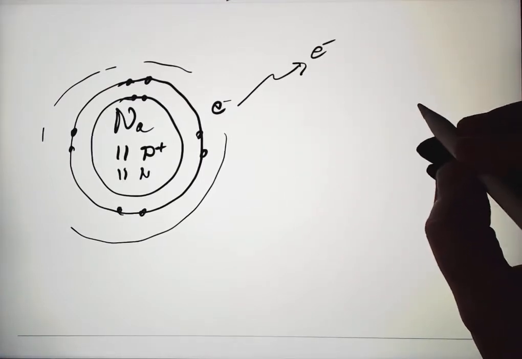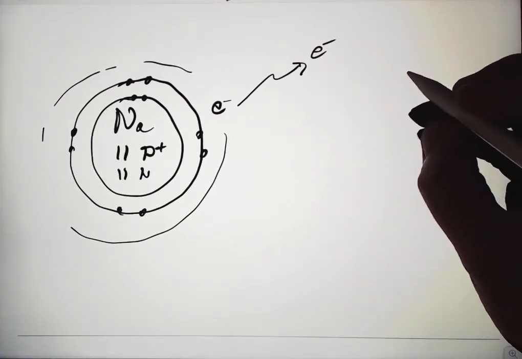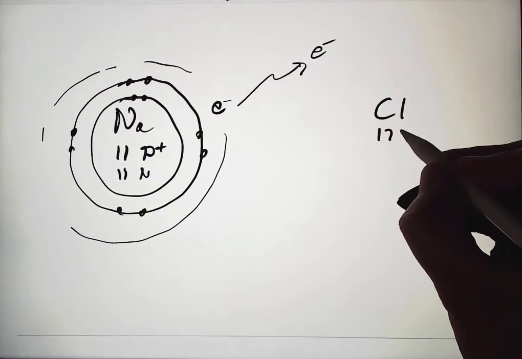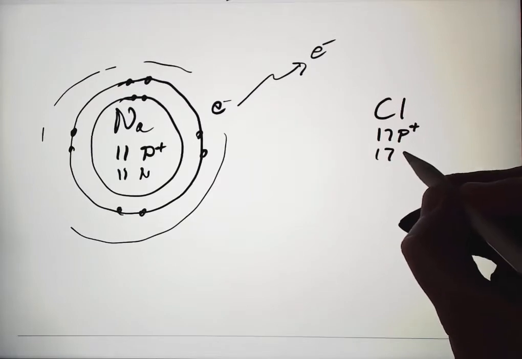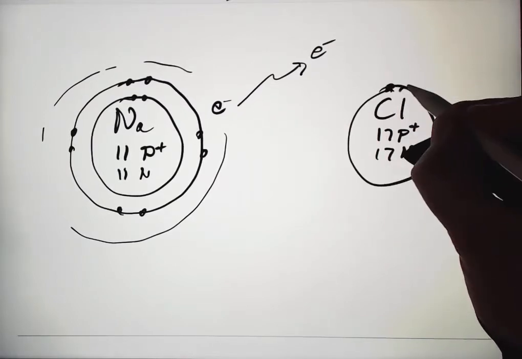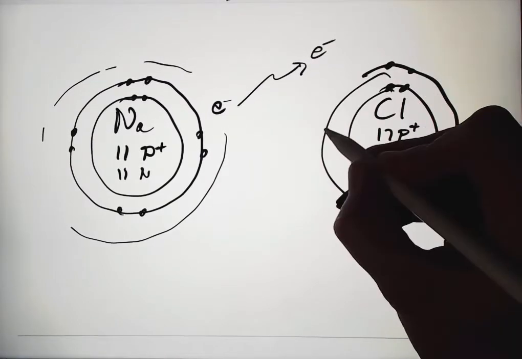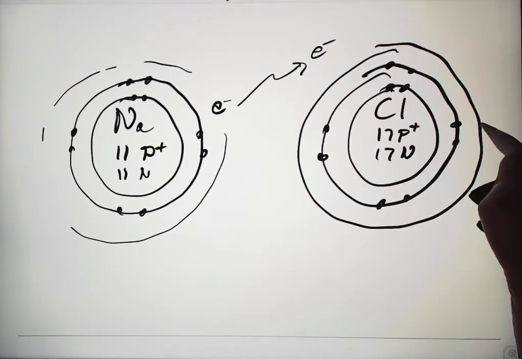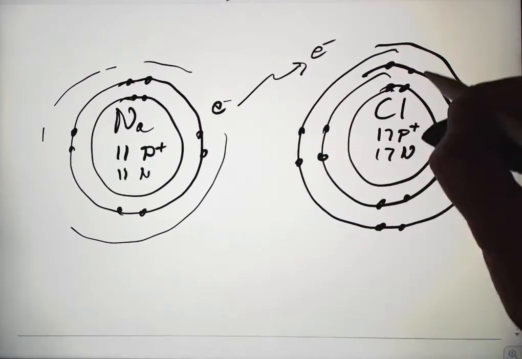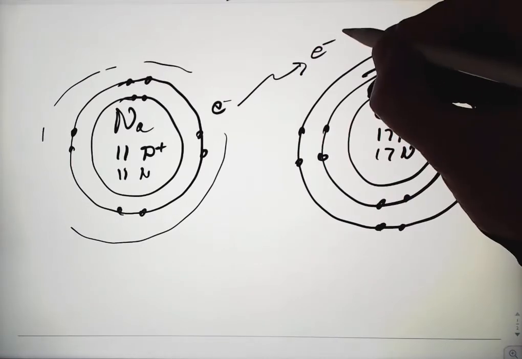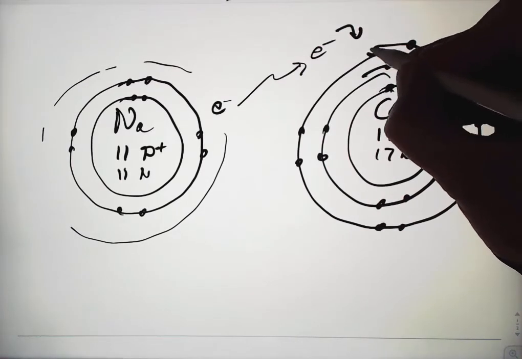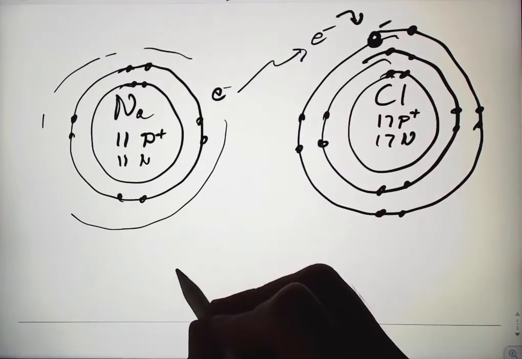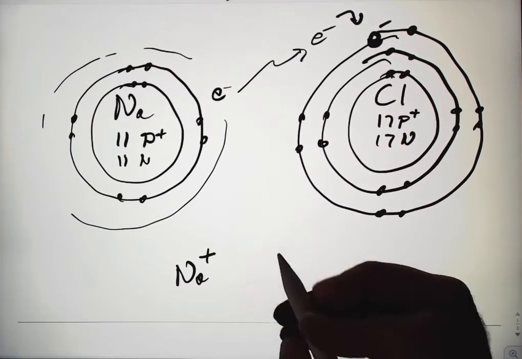That electron is easily picked up by another atom that is more electronegative, such as chlorine, which has 17 protons, 17 neutrons, filled 1s, filled 2s and 2p orbitals, and almost filled the next ring. That electron can easily be added to a chlorine, filling that outermost shell. Therefore, you end up with a sodium that is positively charged.